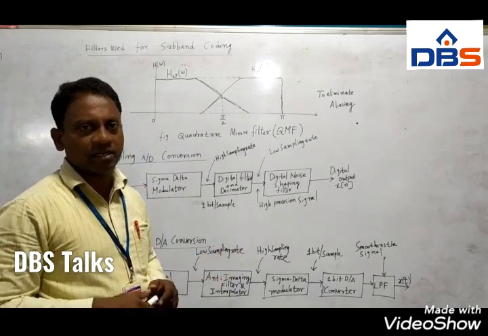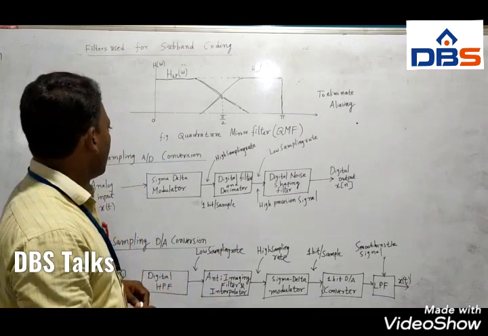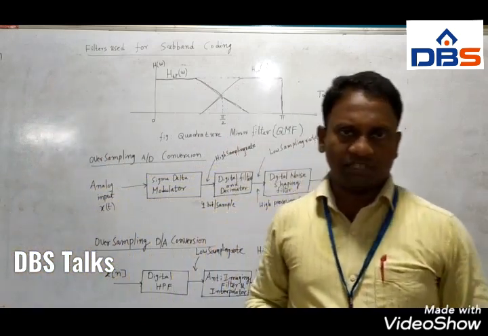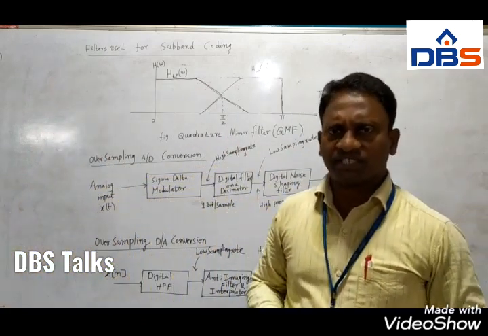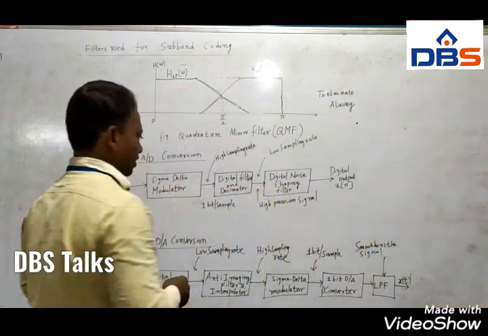Now we will see the second application of multirate signal processing, that is used in oversampling analog to digital conversion and also digital to analog conversion. In these two we will use multirate signal processing. Now first we will see oversampling analog to digital conversion.